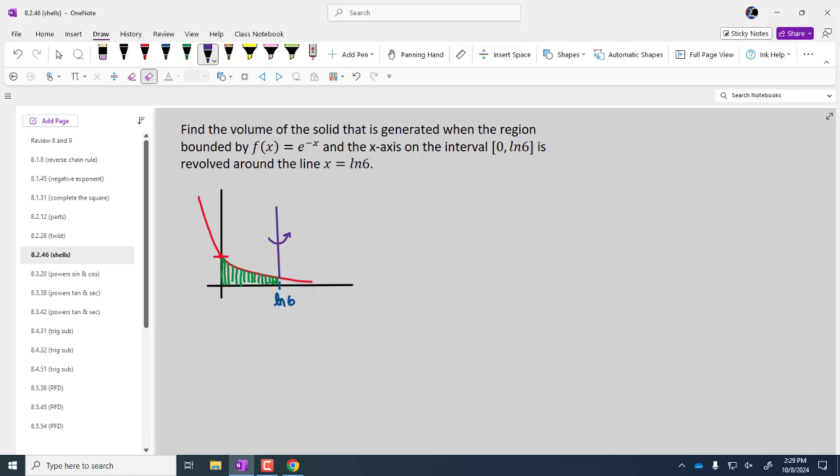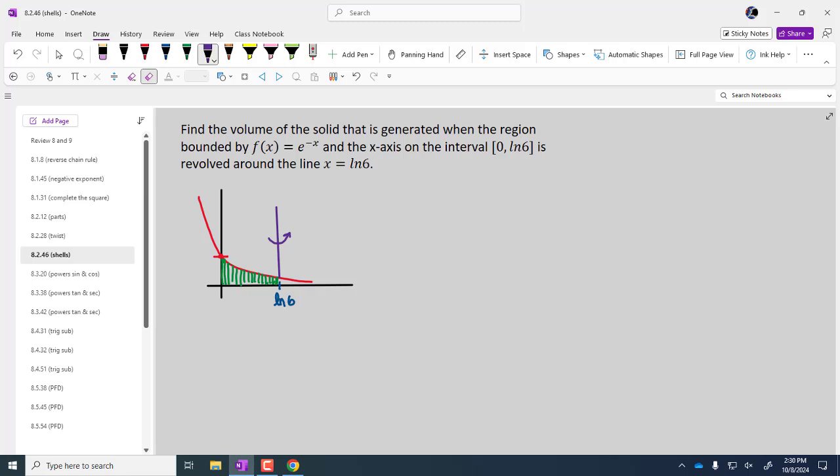I have a question. So if it's rotated around natural log x, wouldn't that just be the same? It's rotated around natural log of 6. Sorry, not natural log x. Yeah, that's what I'm saying. Natural log x is not a line. I said it wrong.